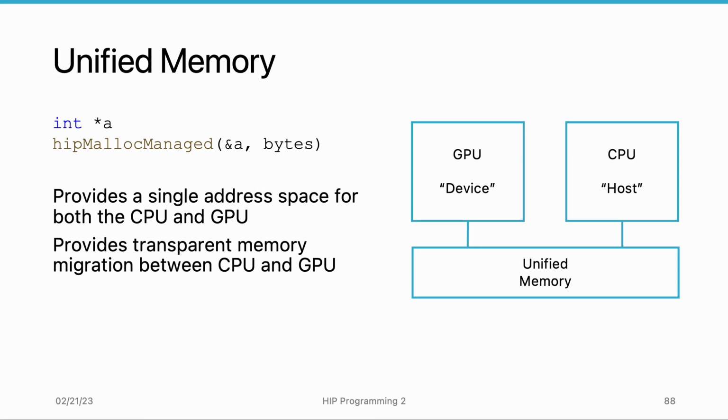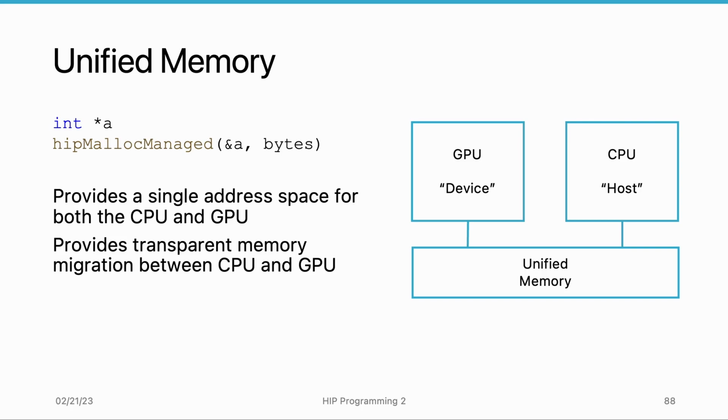The memory is automatically migrated to the device when it is accessed by the GPU and migrated back to the host when it is accessed by the CPU. This makes it easier to write code that can take advantage of the GPU without having to explicitly manage the memory transfer. This reduces programming complexity.